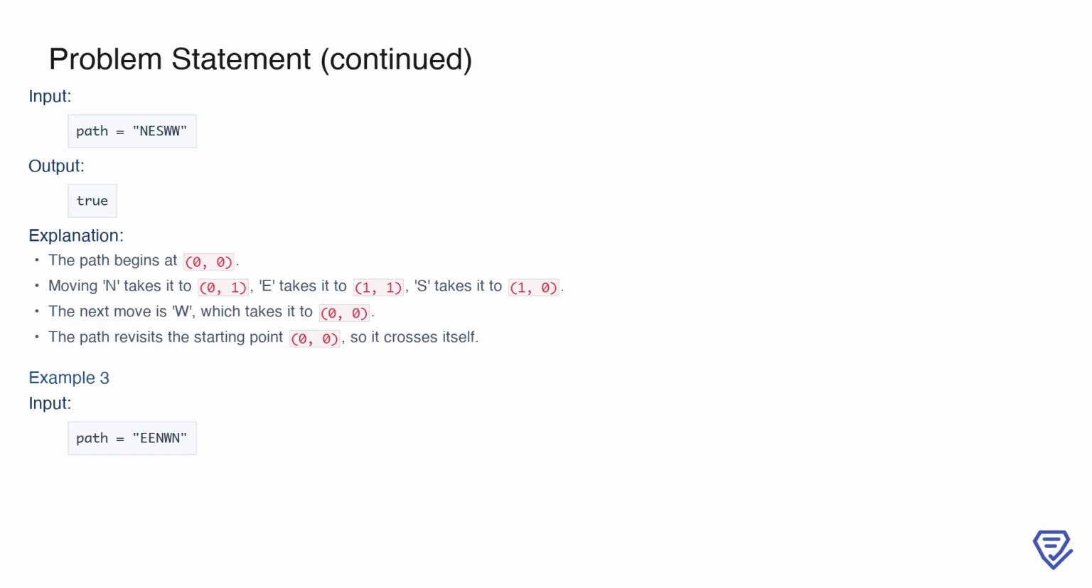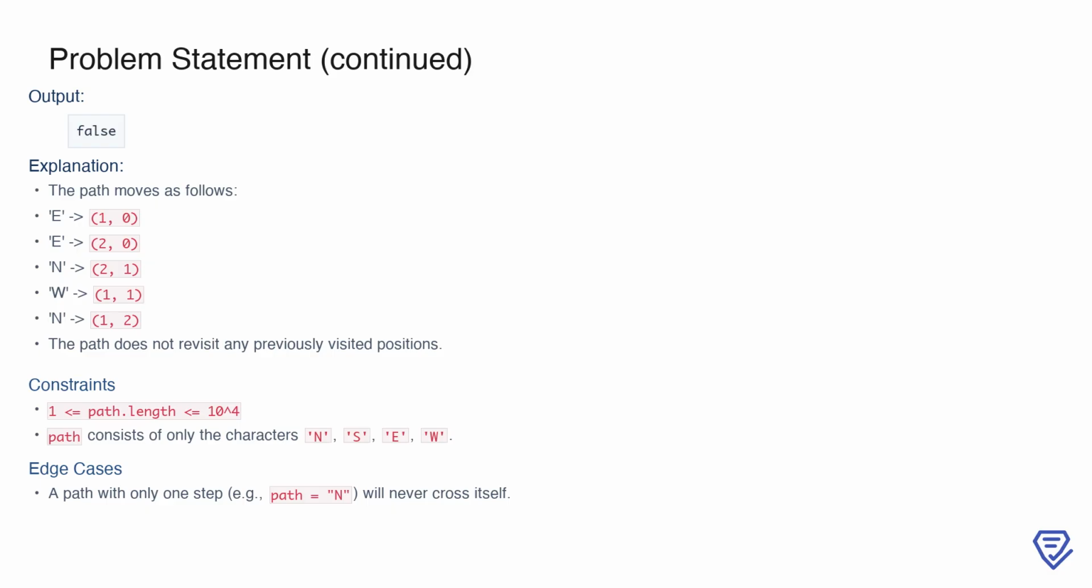In the second example, the input is path equals NESWW. Starting at (0, 0), the first move N takes the path to (0, 1), then E moves it to (1, 1), and S brings it down to (1, 0). The next move W takes it back to (0, 0), which is a position it has already visited. This means the path crosses itself, and the output is true. The crossing occurs when the path revisits the starting position.